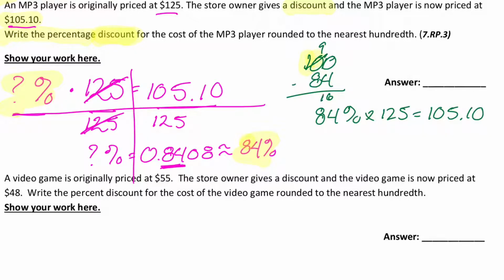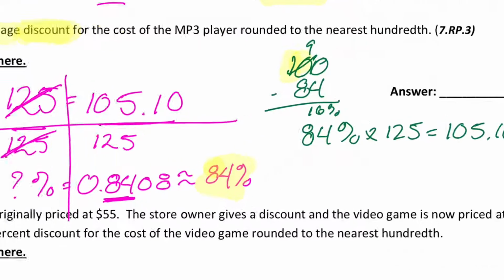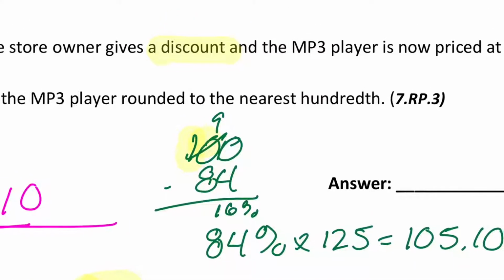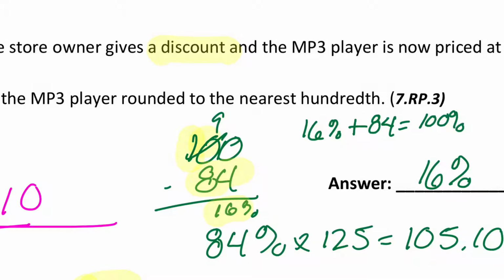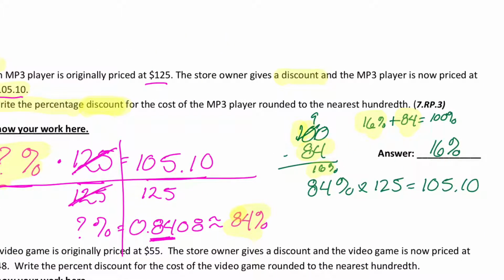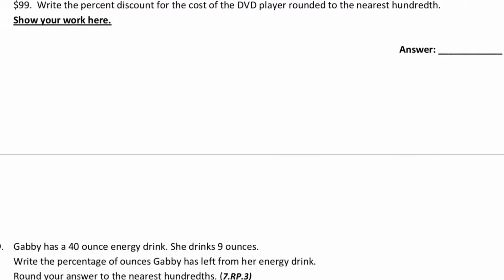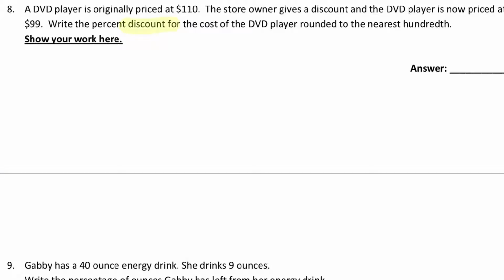It would be 16%. We needed to take away the part we paid to see what was left over. So the discount was 16%, and we paid 84%, and those add up to 100%. So remember, the discount is the part that's taken off, and this is the part that's left over that we pay. All right, so the next one looks like another discount problem, the percent discount, again.